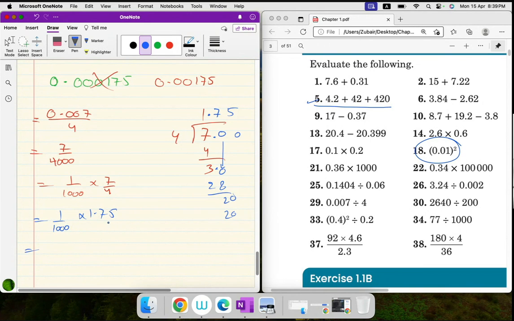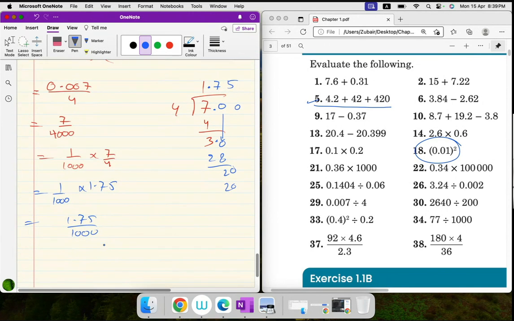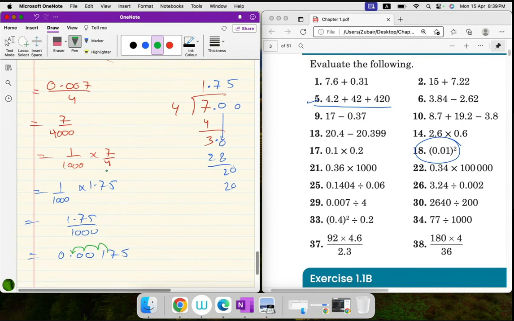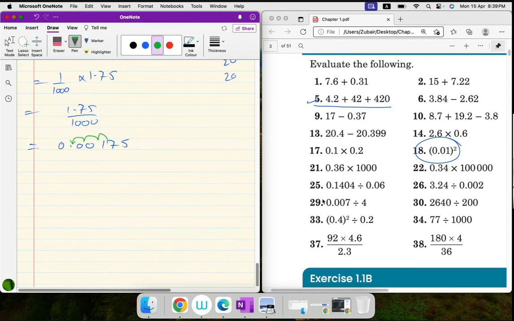Now we're dividing this 1.75 by 1000. This looks more convenient when we write it exactly below that number. So 0.00175. I've moved this decimal 3 places. Yes, sir. Clear?